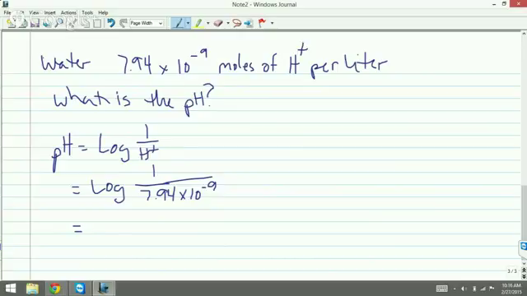Now make sure that the bottom is in parentheses. If you do not put it in parentheses, your calculator will divide 1 by 7.94, get an answer, and then multiply by the rest. So make sure that bottom is in parentheses. You should get 8.1. So go ahead and try that. How'd you type it in, Dylan? Oh, yeah. That's what you need to do. Just write it here.